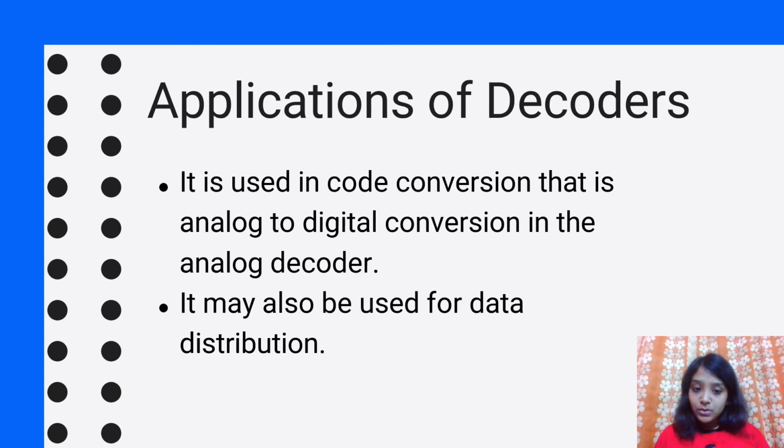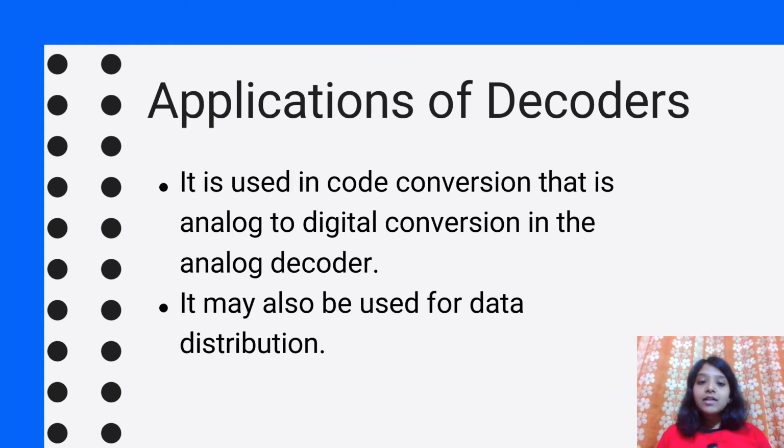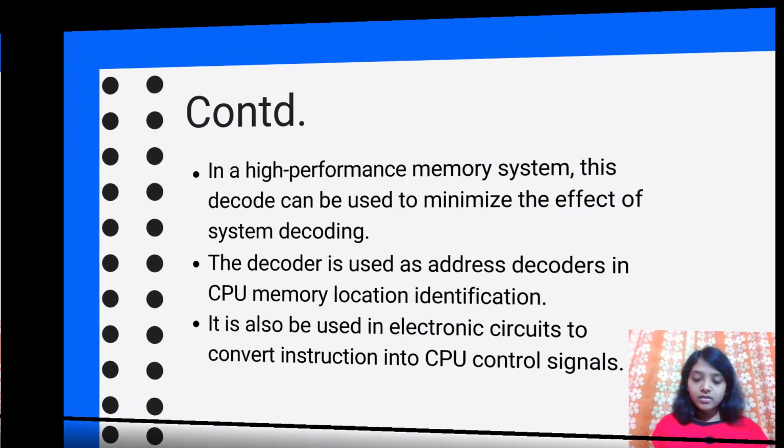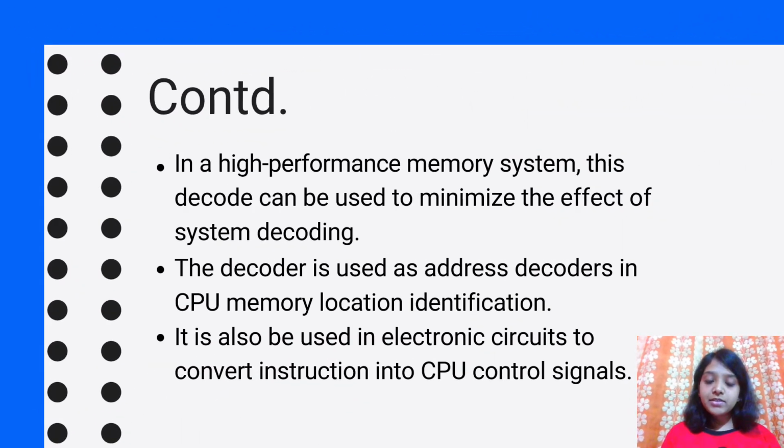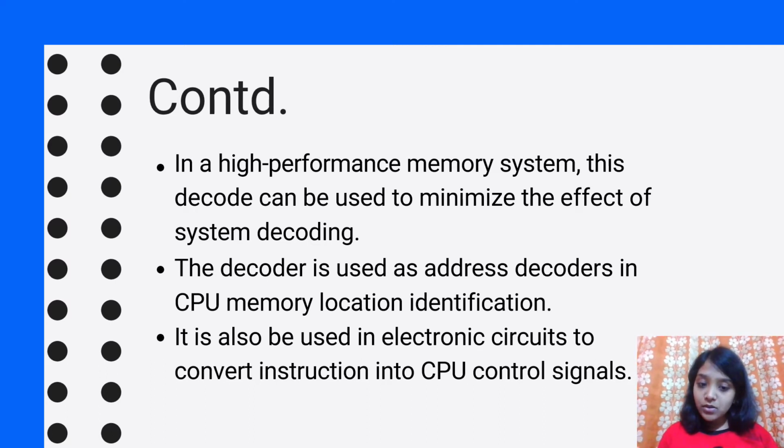The decoder is used whenever an output or a group of outputs is to be activated only on the occurrence of a specific combination of input signals. Here are some more applications of decoders. Decoders are also used in high-performance memory systems. The decoder can be used to minimize the effect of system decoding. The decoder is used as address decoders in CPU memory location identification. It can also be used in electronic circuits to convert instructions into CPU control signals.